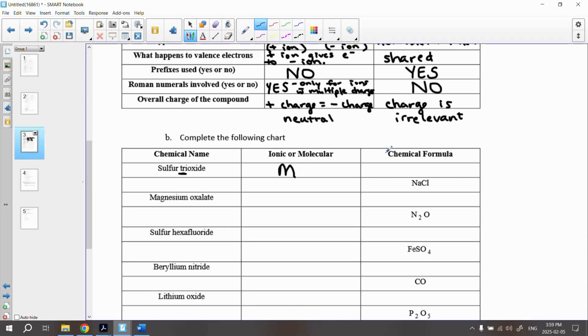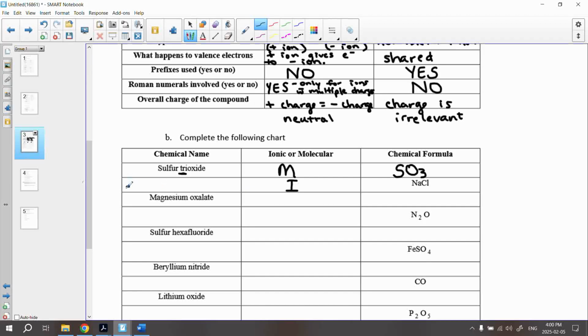So molecular ones are easy. No charges to think about. Sulfur, one of those. Oxygen, 3 of those. Done. Now, if you look at the formula, you don't have the prefix or lack thereof to rely on. You have to look at what types of atoms are involved. So I see sodium and I see chlorine. Sodium's a metal, chlorine's a nonmetal. Sodium becomes positive, chlorine becomes negative. So that's an ionic compound.